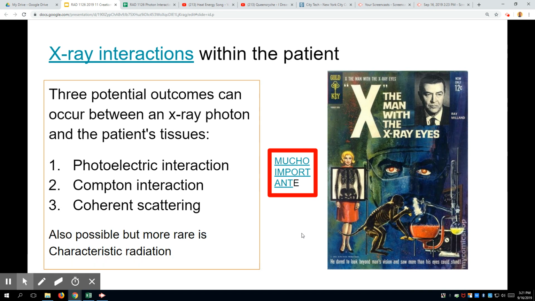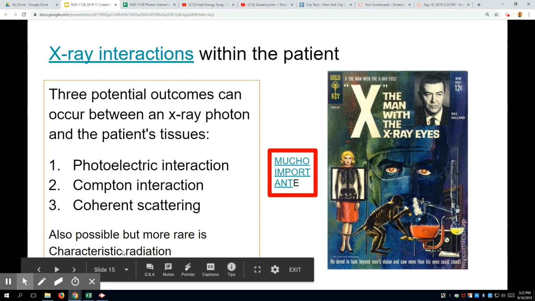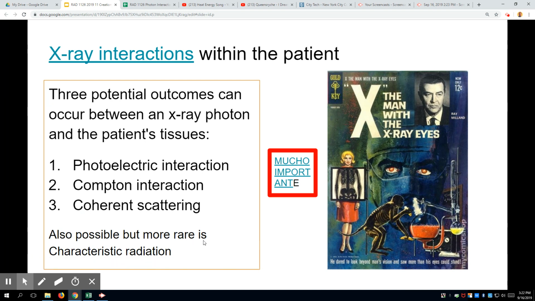So, 3 types of interactions that we'll go over, but it's the first 2 that really concern us mostly. And we'll touch upon characteristic radiation. That's even less important for the image. Not good for you, though.